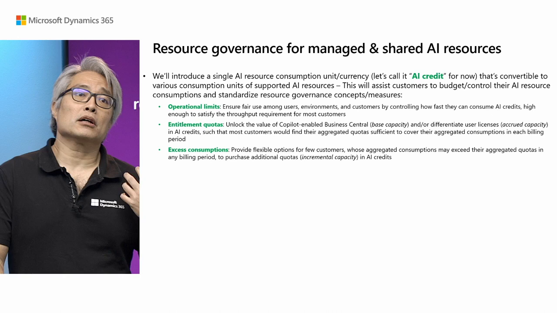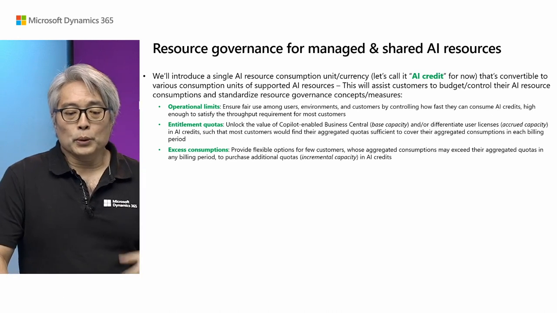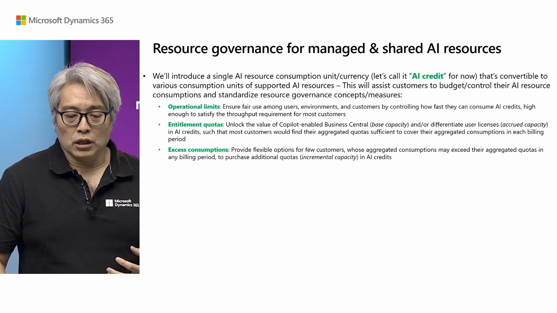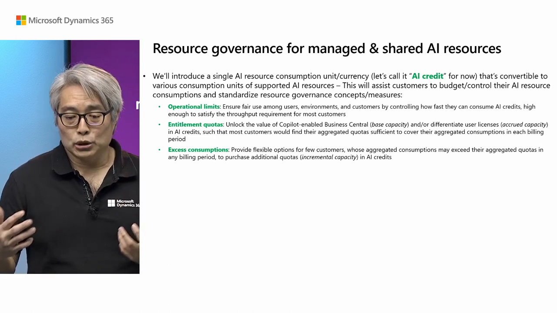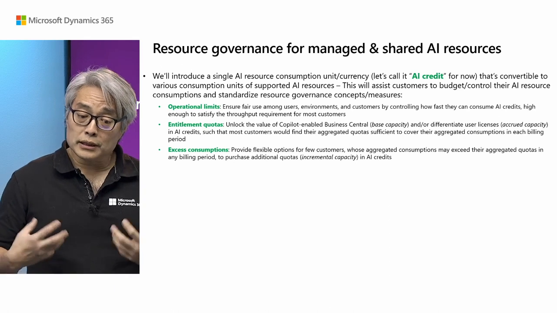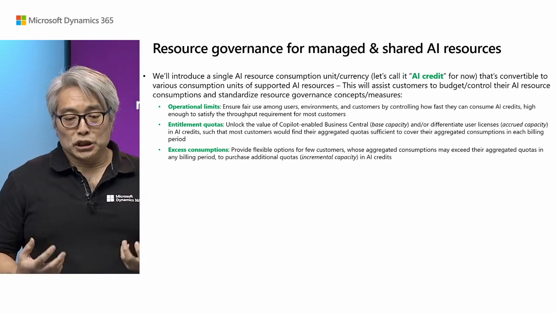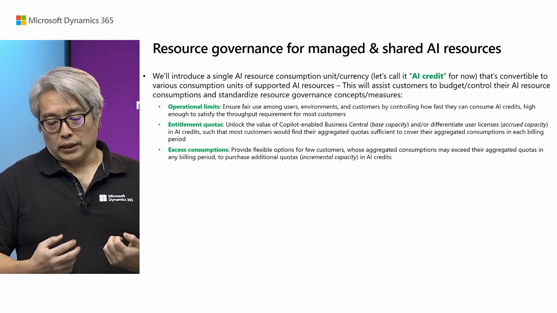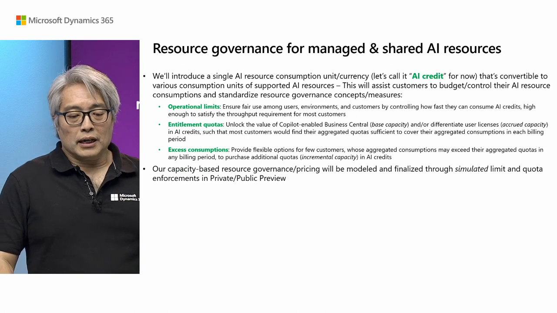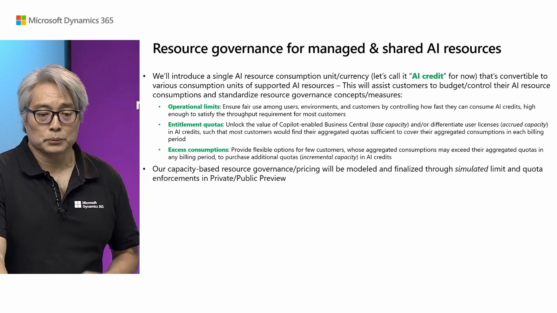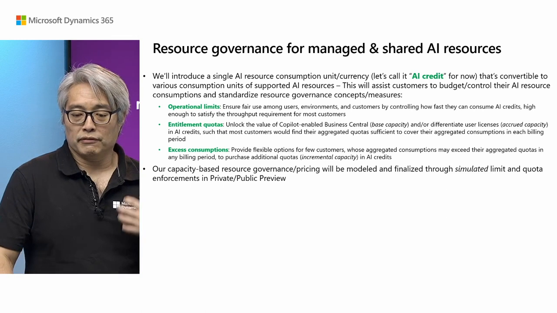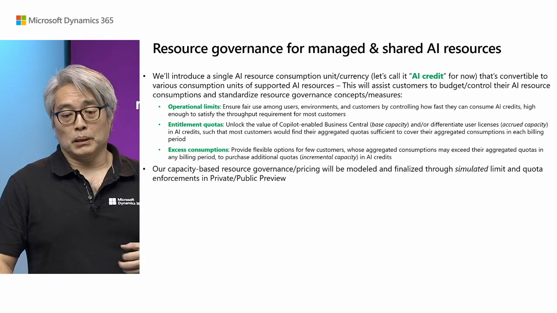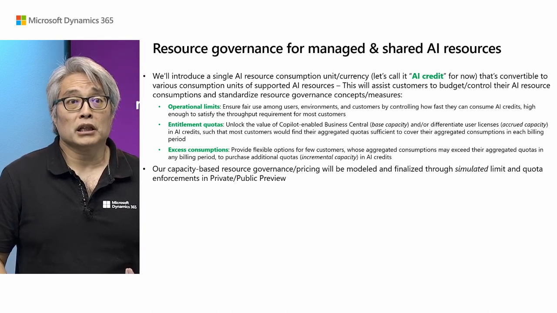And finally, there will be a concept of excess consumption. So we want to be able to provide a flexible option for only a few customers whose aggregated consumption might actually exceed their aggregated quota. So these customers can actually buy or purchase additional quotas or incremental capacity, also in AI credits. So this capacity-based resource governance and pricing will be modeled and finalized through simulated limit and quota enforcement in private or public preview. So you might ask, when is private and public preview?